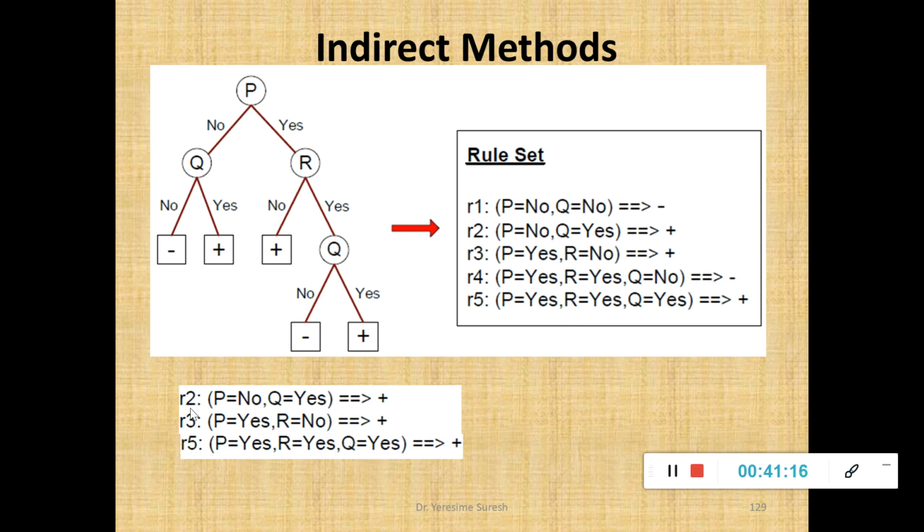So I rewrite my R2 dash as Q is equal to yes. R2 dash has only one conjunct, R2 has two conjuncts. If the number of conjuncts is minimized, the minimum description length will be less and the efficiency will be high. This is how indirect methods, that means extracting rules from a classification model, work.